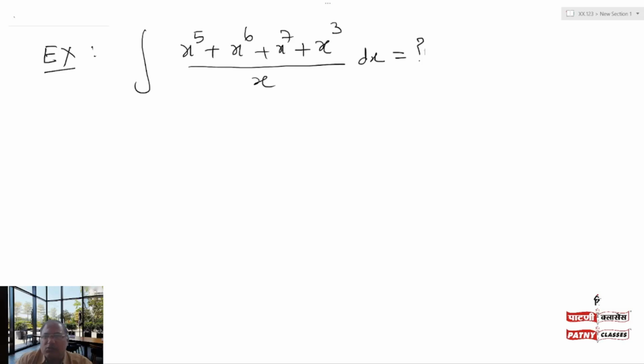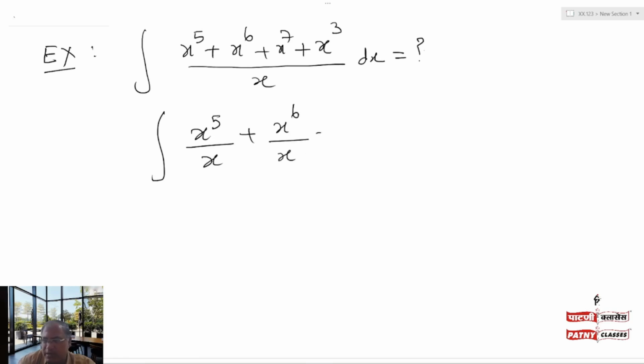Integration of x raised to 5 plus x raised to 6 plus x raised to 7 plus x cube upon x with respect to x equals how much? Here, even the direct integration is not possible. First, we have to simplify the given expression. We can simplify by splitting into fractions. That is, x will go to each and every term like this. Each and every term will get divided by x.